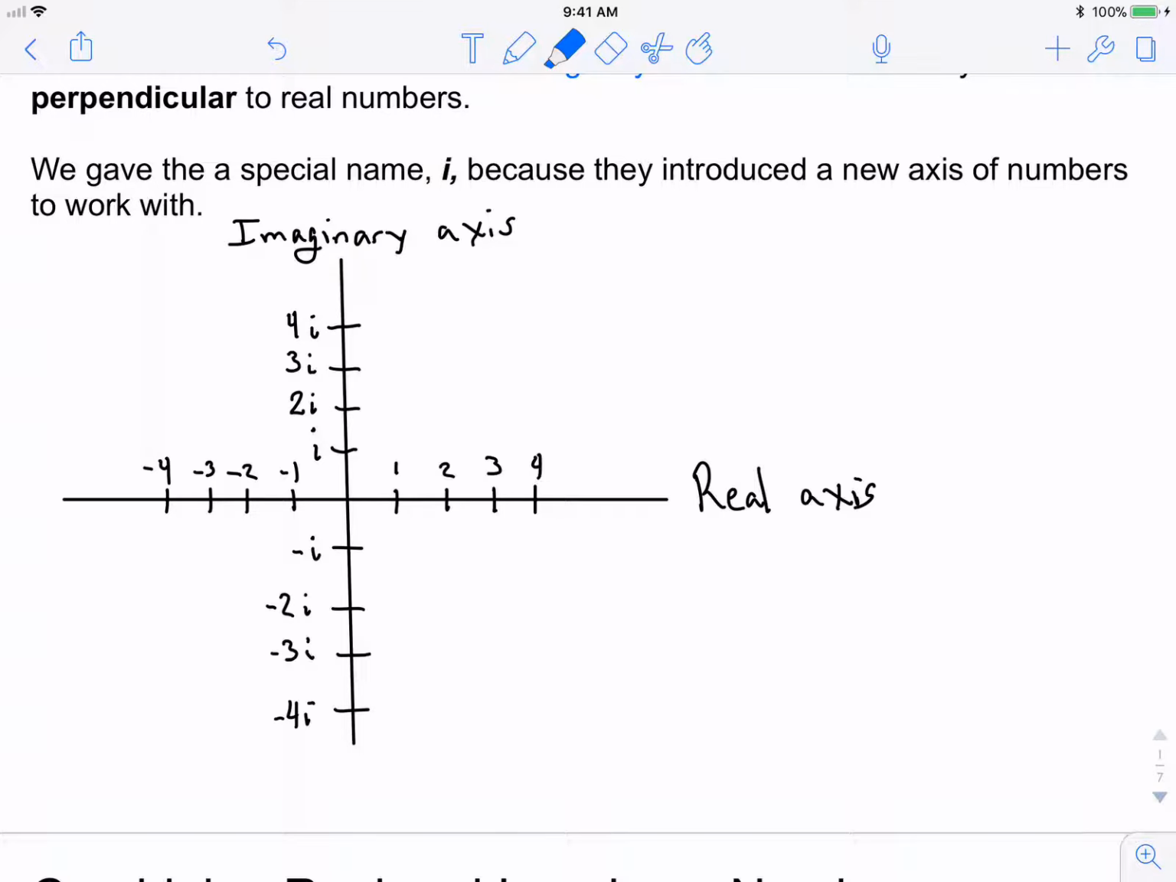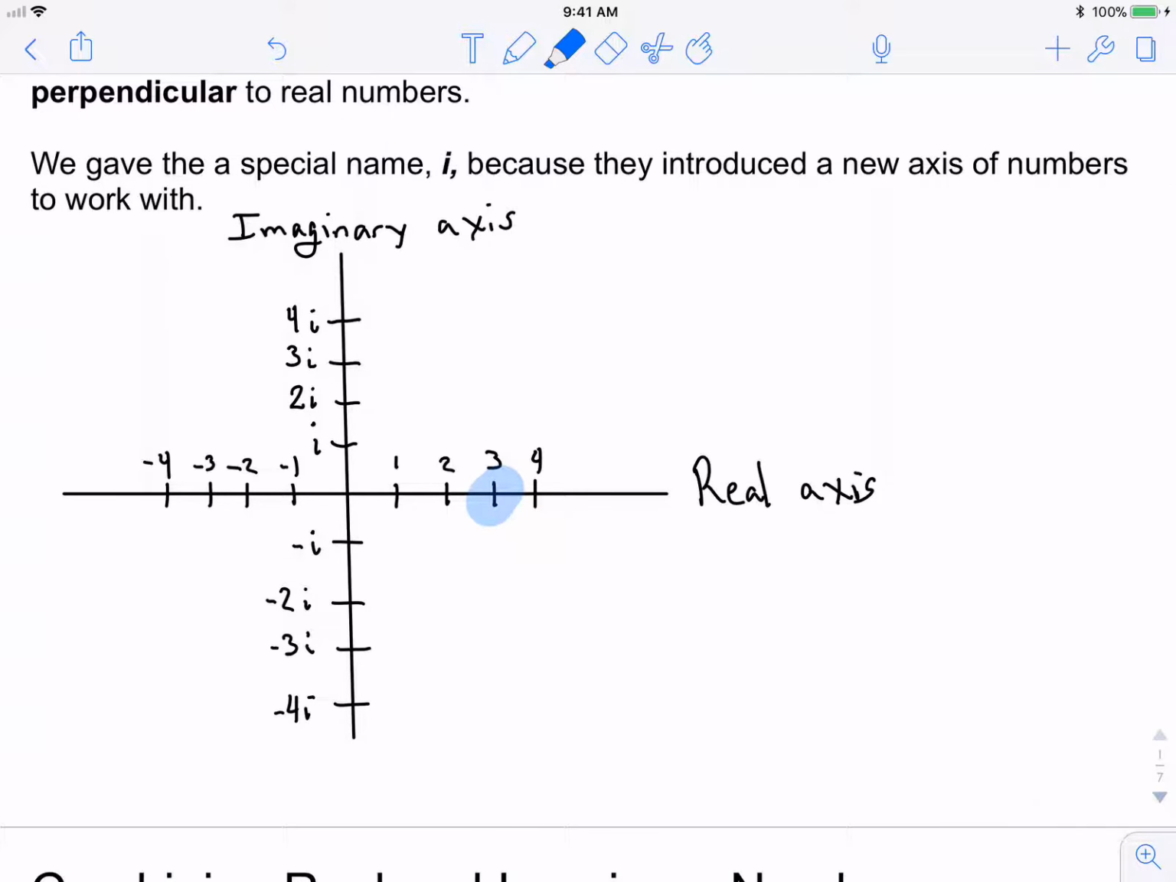And graphing them is quite easy, and it's very similar to graphing numbers on our equations. All we have to do is find, okay, how far do I want to go out on the real axis? Maybe to 3 here. How far do I want to go on the imaginary axis? How about we go down to negative 2i? Then we plot the points. And now we just add these two numbers together, 3 minus 2i, and this entire combination becomes our new number to work with.